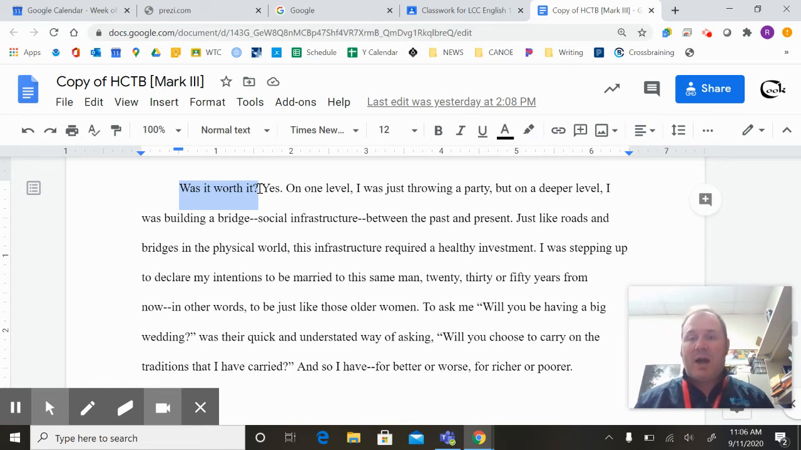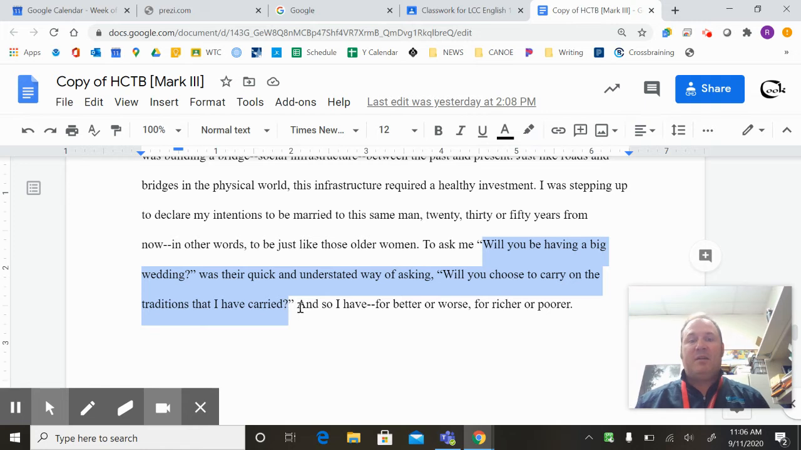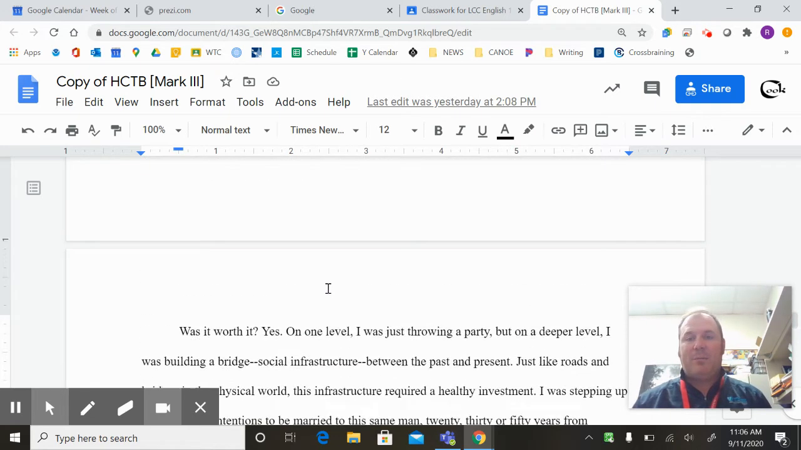And she does a great job in tying up, not repeating what she said, but tying up her ideas and leaving us at this spot that the big wedding was worth it. "Will you be having a big wedding?" Was a quick and understated way of asking, "Will you choose to carry on the traditions I have carried?" "And so I have, for better or worse, for richer or poor." She plays, of course, off that idea of the actual vows of the marriage are, in a way, vows to her family, and the big wedding was part of that vow. So it does do a good job of wrapping it up.